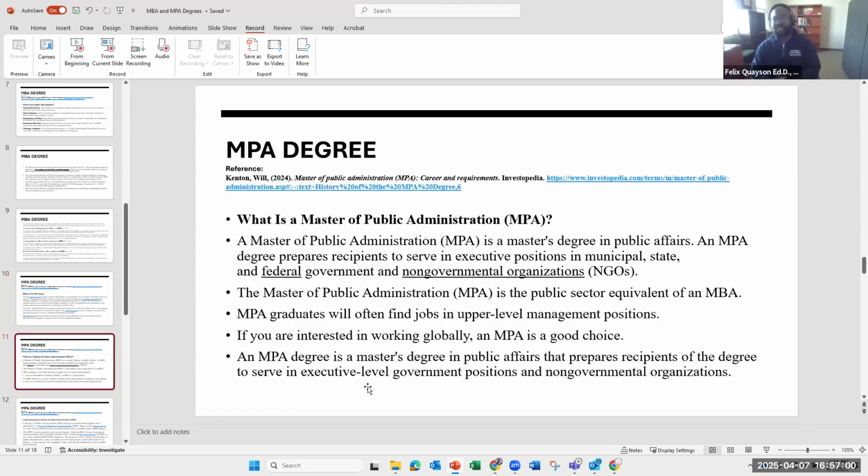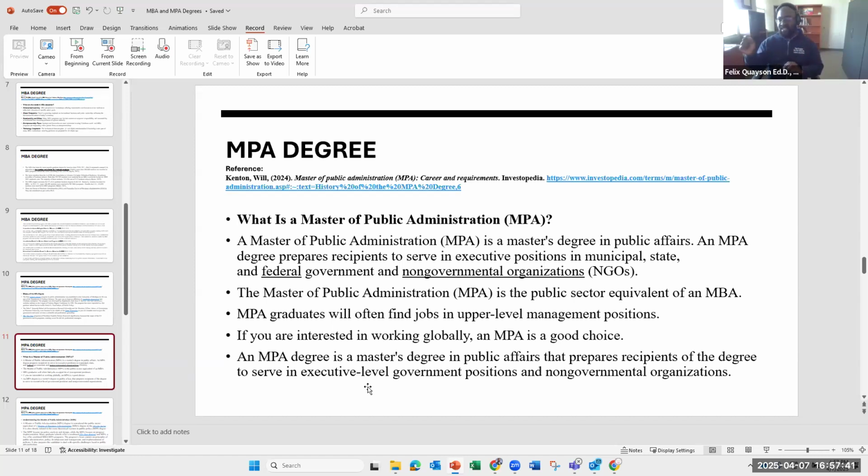So what is the Master of Public Administration? I've already alluded to you that MPA stands for the Master of Public Administration, and it's a master's degree in public affairs. An MPA degree really prepares recipients to serve in executive positions in municipal, state, and federal government and non-governmental organizations, which the acronym stands for NGOs. The Master of Public Administration, the MPA degree, is the public sector equivalent of an MBA. So the MBA is more corporate, the private sector.